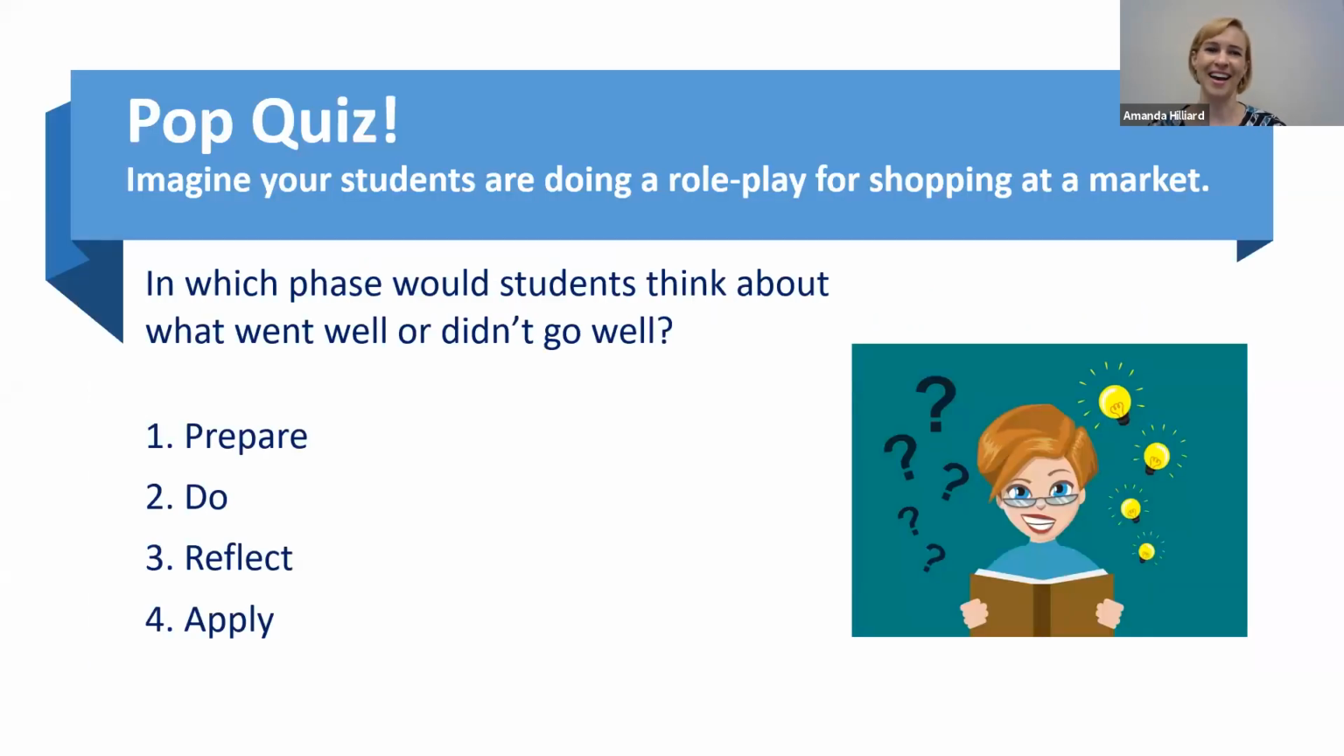So I know you might not be ready for a quiz, but we have a pop quiz for you. So we just went through the 4 phases. We start with prepare, do, reflect, and apply. So imagine your students are doing a role play for shopping at a market. In which phase would the students think about what went well or didn't go well? Okay, what do you think, everybody?